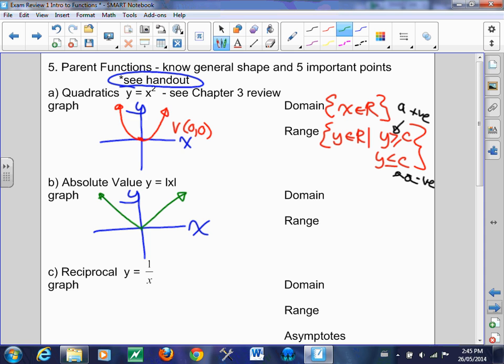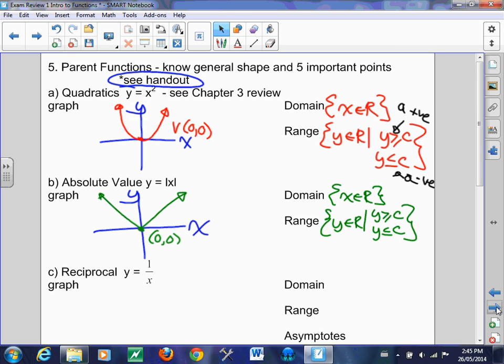Okay, and although we don't call it technically a vertex, we've got a key point here, 0, 0. I know some textbooks do call it a vertex. Okay, and again, it's very similar to quadratic in that for your domain and range, x belongs to a set of real numbers and y belongs to a set of real numbers such that y is greater than or equal to c and y is less than or equal to c. And again, that depends on a being positive or negative. So in this case, I'm just going to show you with the direction of opening. So the parabola opens up, okay, and parabola opens down. Okay. All right, moving on.